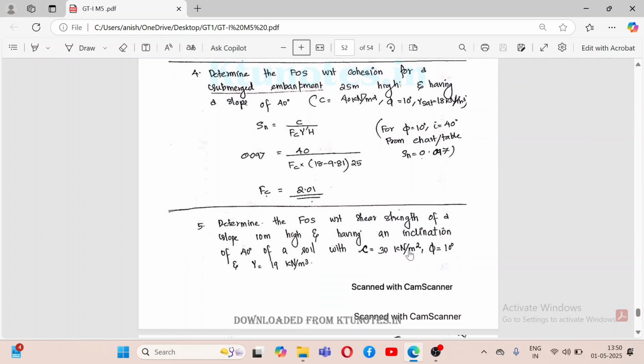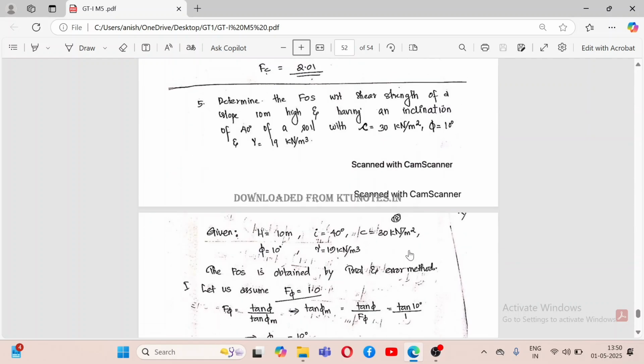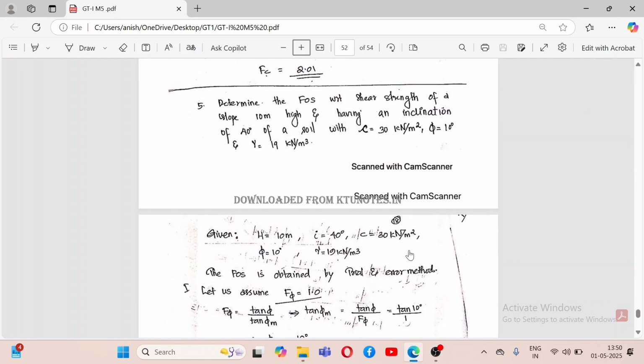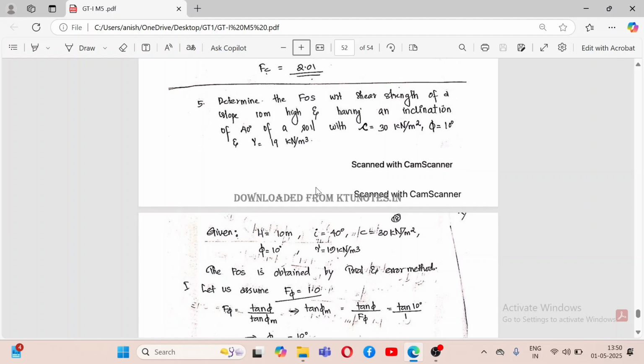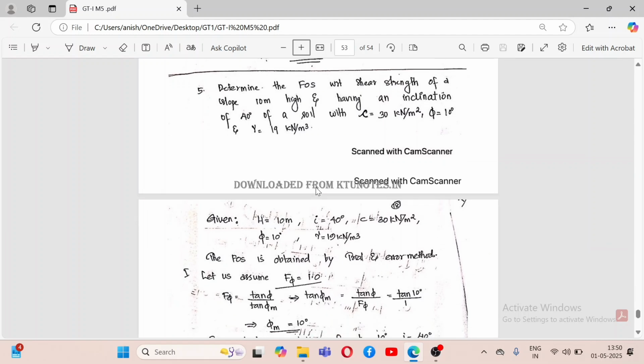Okay, next is also a very simple problem. Determine the factor of safety with respect to shear strength of a slope 10 meters in height and having an inclination of 40 degrees, of soil with C equal to 30 kilonewton per meter square, phi equal to 10 degrees and gamma equal to 19 kilonewton per meter cube. Here we have height equal to 10 meters, i equal to 40, C equal to 30 kilonewton per meter square, phi equal to 10 degrees.